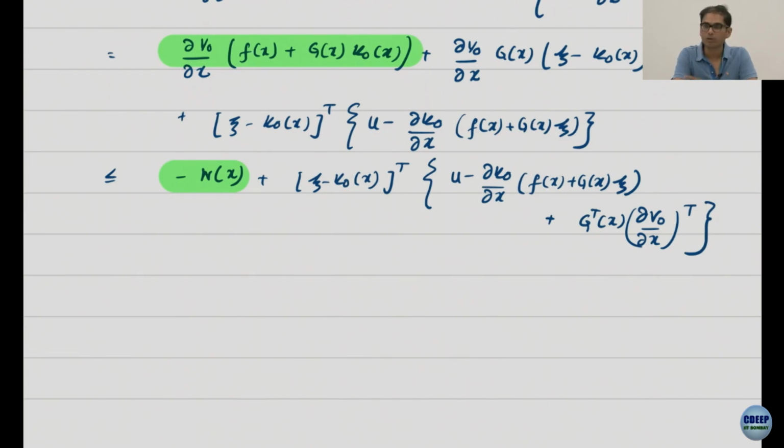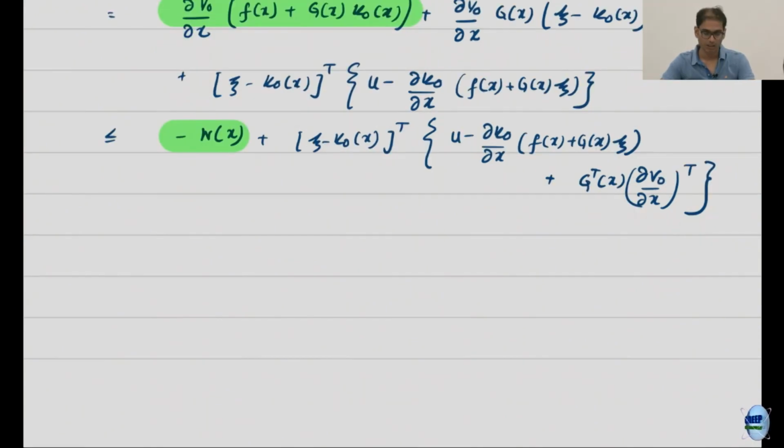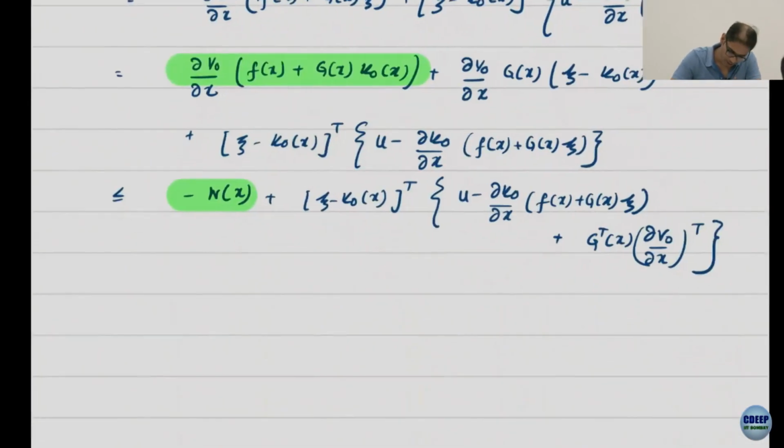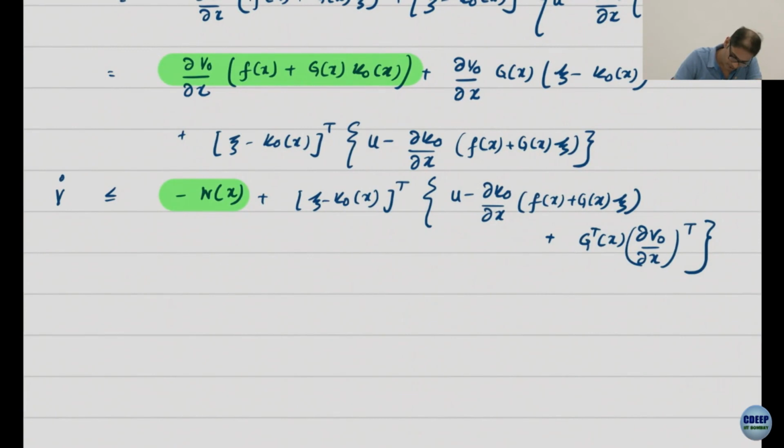Yeah, because I've just taken the transpose and it all shows up inside. Okay, so now, in order to claim, let me write it again, V dot is less than or equal to this quantity, right? V dot is essentially what you want to prove negative definite, in some sense. Now, in order to claim that this is a control Lyapunov function, what do we need? Can anybody tell me what I need to now show in the right hand side?